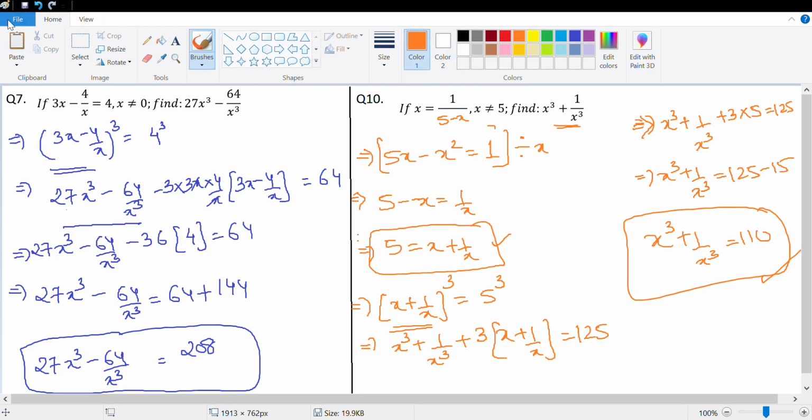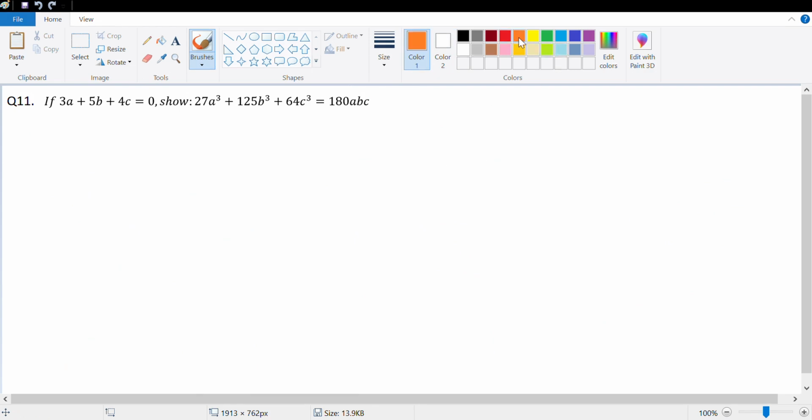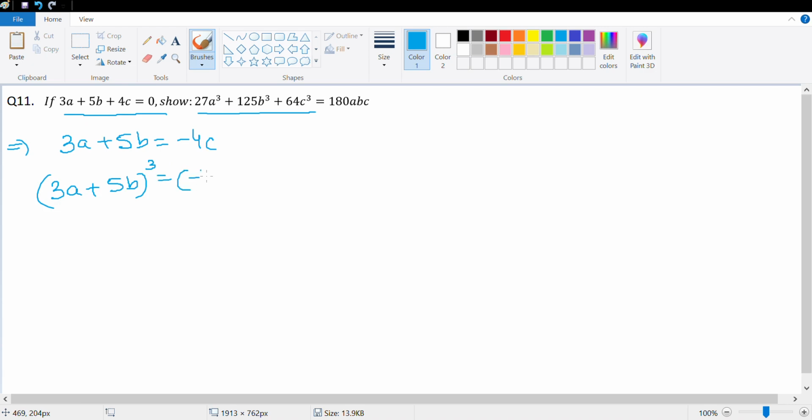Let's look at the last homework question. The last homework question is question number 11. It says if 3a plus 5b plus 4c is equal to 0, then, so we've done these kind of questions earlier. This is also an identity, but since they're asking us to prove it, let's do it and let's solve it. So this is 3a plus 5b will be equal to negative 4c. When I take the cube of both sides, so 3a plus 5b the whole cube would be equal to negative 4c the whole cube.